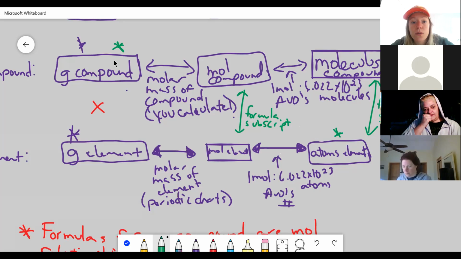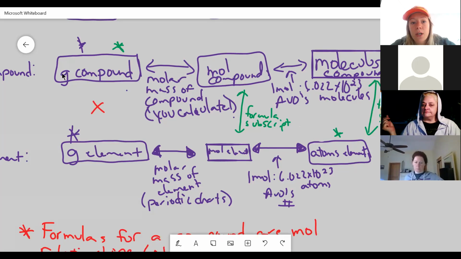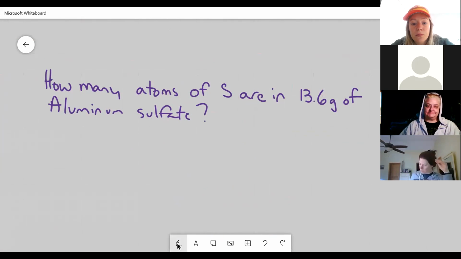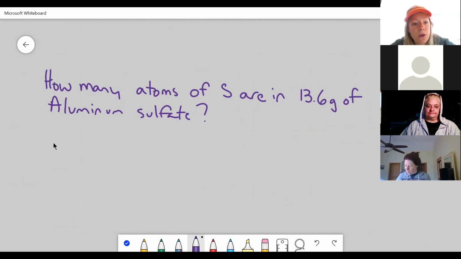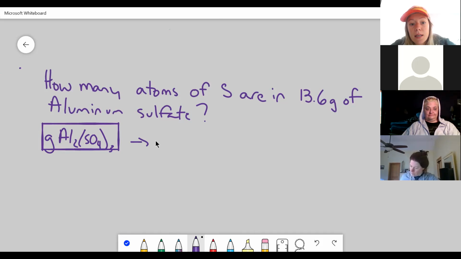There's a couple paths you could go from here to here to here and then down. I'm going to cross over in the middle. I'm going to go grams of compound to moles of compound, and then moles of compound to moles of element, and then over to atoms of element. So I'm going to write out that flow chart down here so that everyone's on the same page about what I'm doing. We need to know what aluminum sulfate is as well. So grams of aluminum sulfate, which is Al2(SO4)3. So I'm going to go grams of aluminum sulfate into moles of aluminum sulfate.